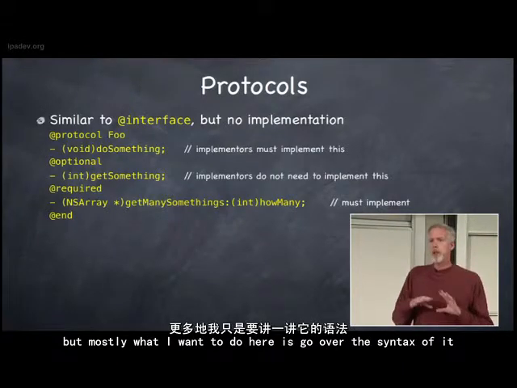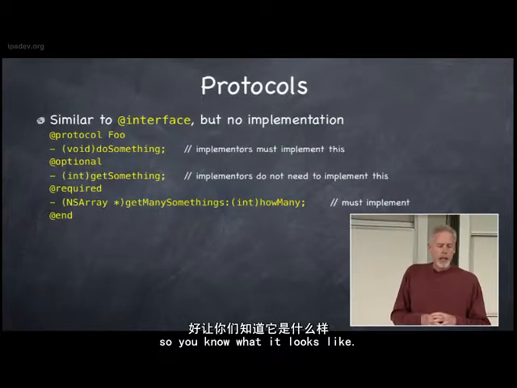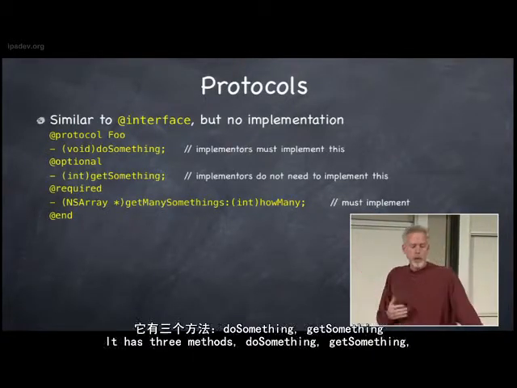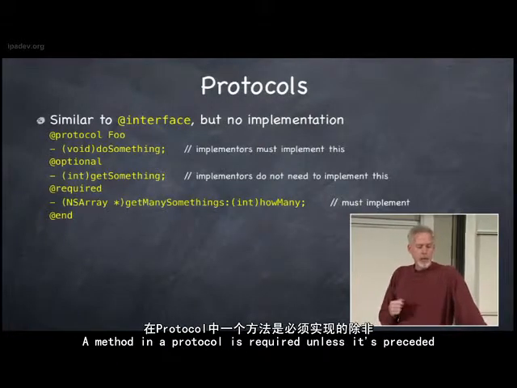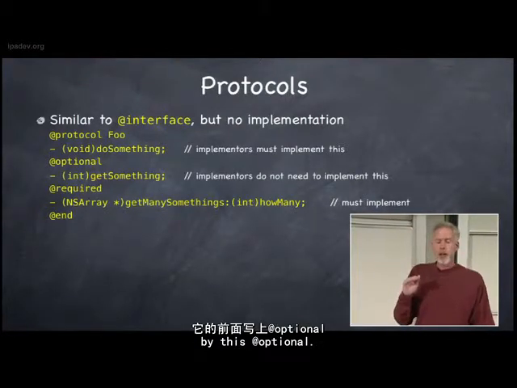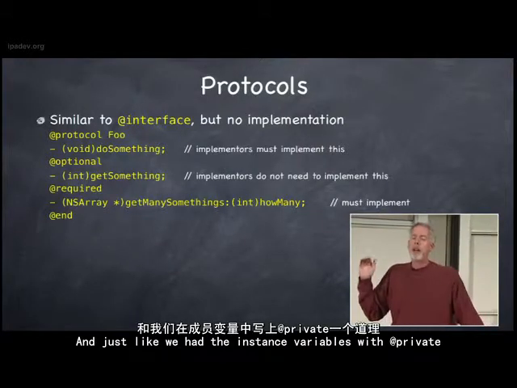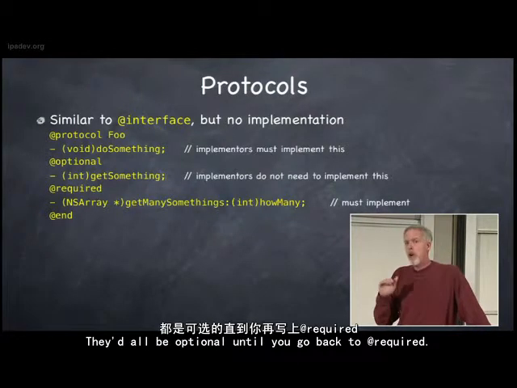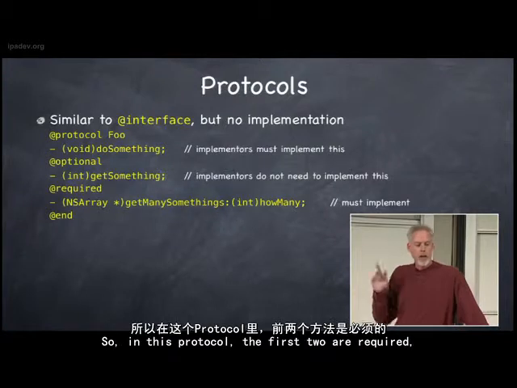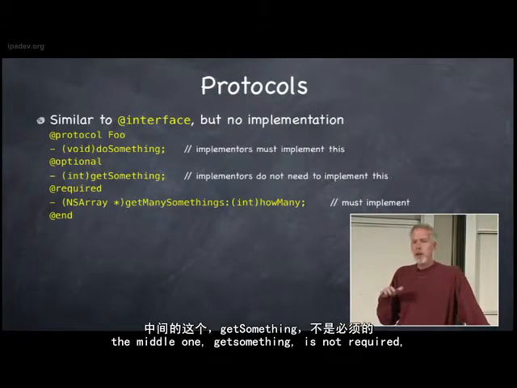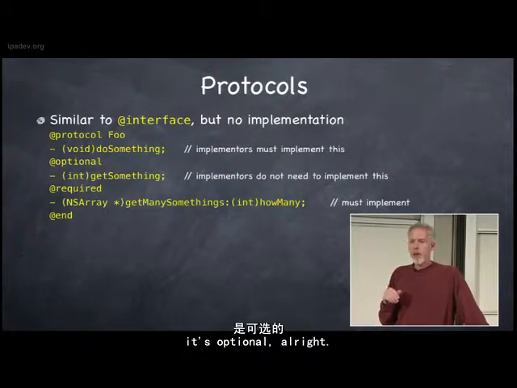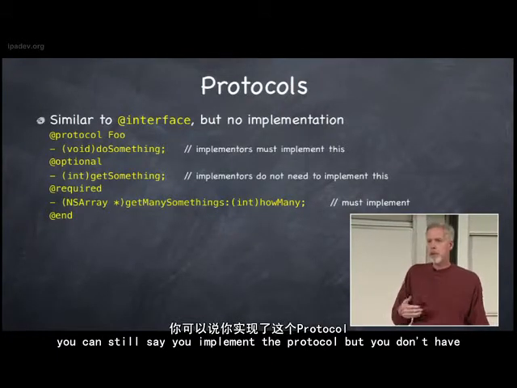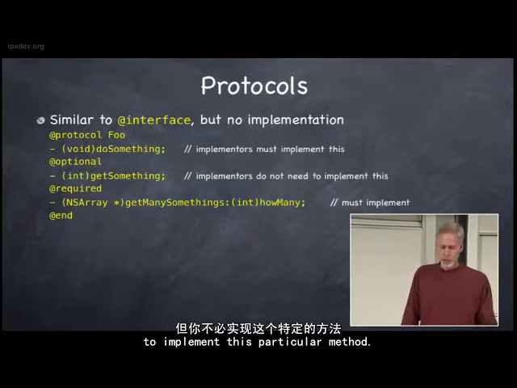But mostly what I want to do here is go over the syntax of it, so you know what it looks like. So here I have an example protocol called Foo. It has 3 methods: do something, get something, and get many somethings. A method in a protocol is required unless it's preceded by @optional. And just like we had the instance variables with @private and @public, you could say @optional and then list 4 or 5 methods. They'd all be optional until you go back to @required. So in this protocol, the first 2 are required. The middle one, get something, is optional, meaning you don't have to implement it. You can still say you implement the protocol, but you don't have to implement this particular method.